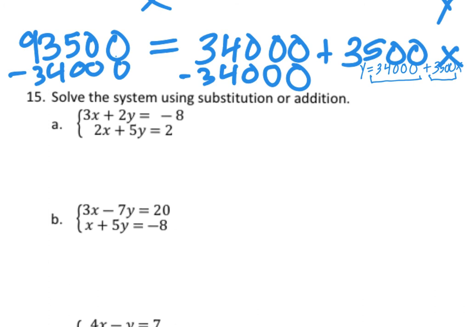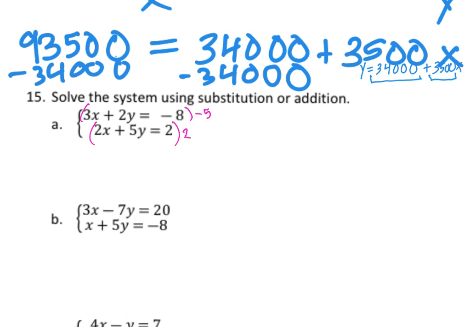Alright, so in the case of this first one, I have 3x plus 2y equals negative 8, and 2x plus 5y equals 2. I think the easiest thing here would be to get rid of the y, because 2 and 5 are kind of easy numbers to multiply by. So I'm going to multiply my top one by negative 5, and my bottom one by 2. One of the signs has to be negative and one positive.